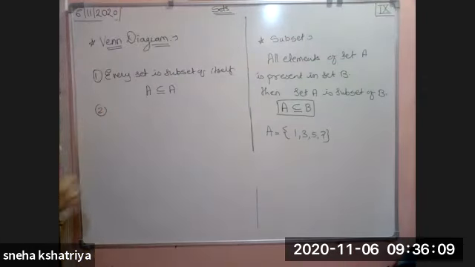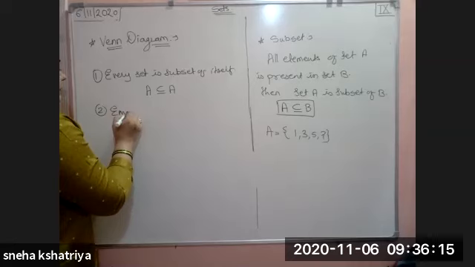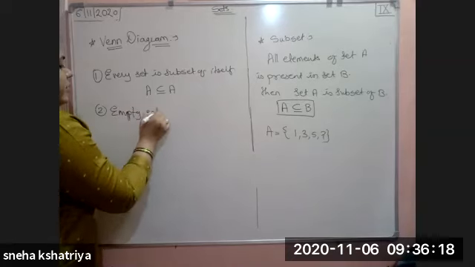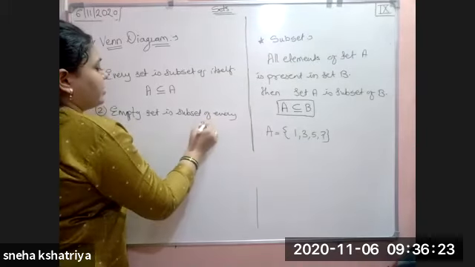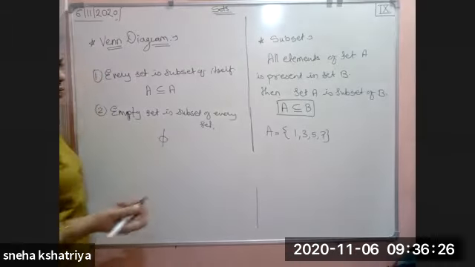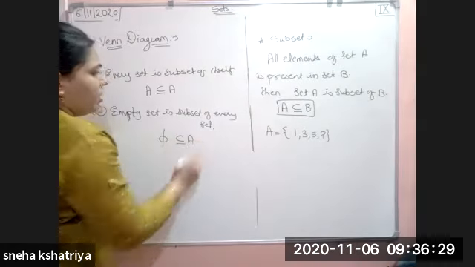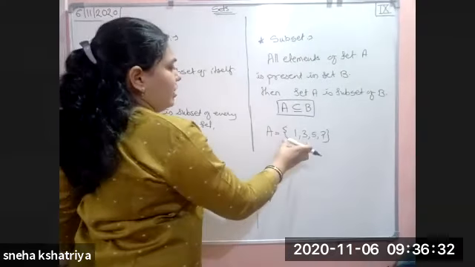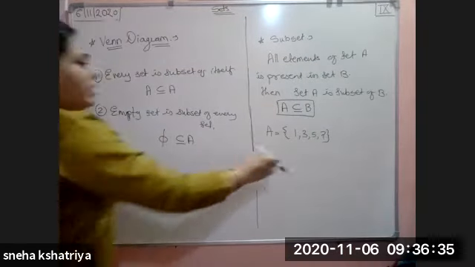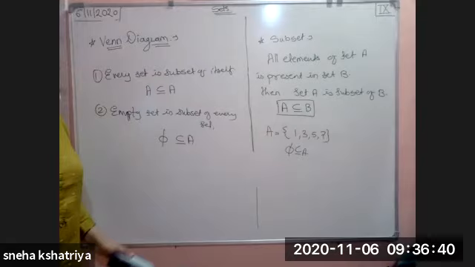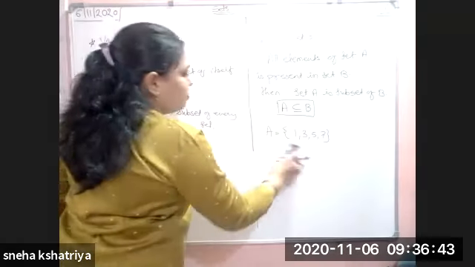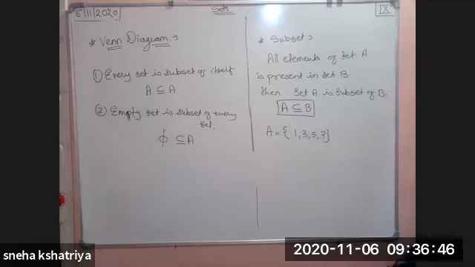Second, the empty set is a subset of every set. Empty set means phi, and phi means nothing is there. So nothing is always a subset of A. Here also we can write that phi is a subset of A. How? Because phi means there is no element, so it will become a subset of every set. So phi is a subset of any set.